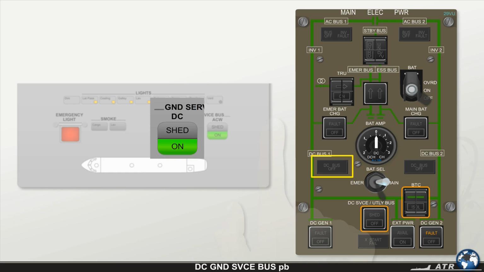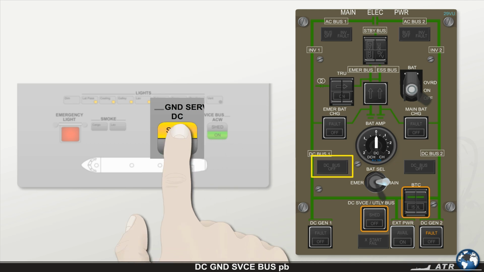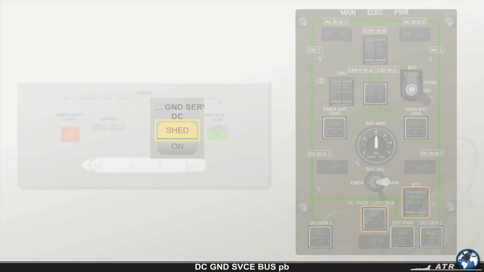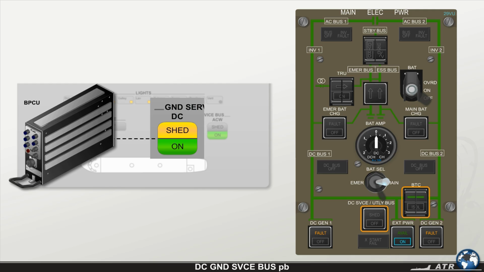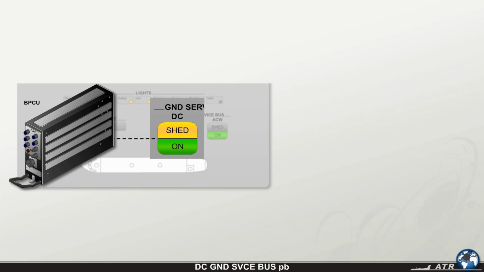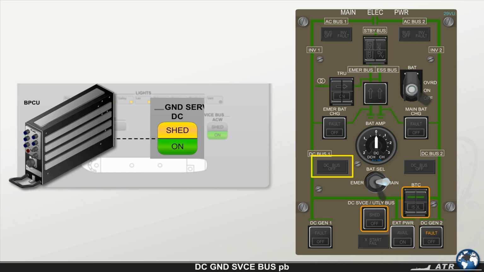If the push button is manually released, the DC service bus is disconnected from the available power source, the green ON light extinguishes, and the amber SHED light illuminates. During normal operation, if the bus power control unit sheds the DC service bus due to an overload condition, the amber SHED light illuminates in the push button, and the green ON indication remains illuminated as long as either a DC external power is connected and available, or the DC bus 1 is energized.